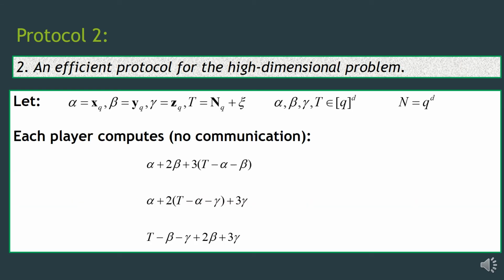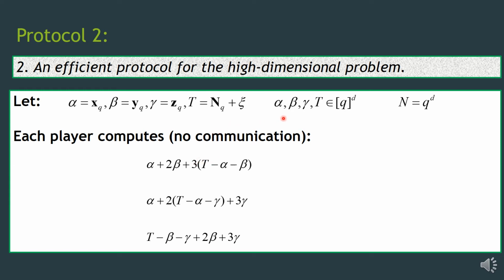So now all we need is an efficient protocol for this d-dimensional problem. Let's make it general. Let alpha be xq, beta yq, gamma zq, and t equals nq plus the correction vector, and solve this general problem. You have alpha, beta, gamma, and t in [q]^d, the integer grid. Note that for us we need n to be equal to q to the d, or at least larger than it, or smaller than it, something like that.